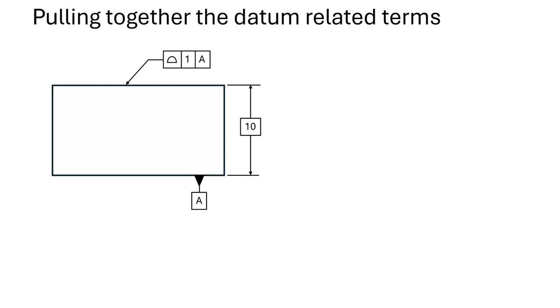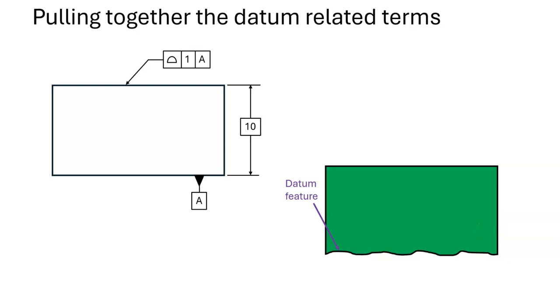Today we are going to talk about datums, datum feature simulators, and simulated datums. The drawing has a datum feature symbol indicating that the bottom surface of the part is datum feature A. The datum feature is the imperfect physical surface of the part.